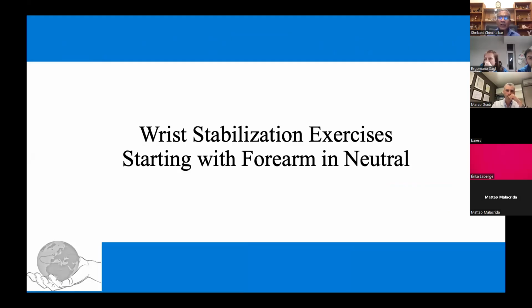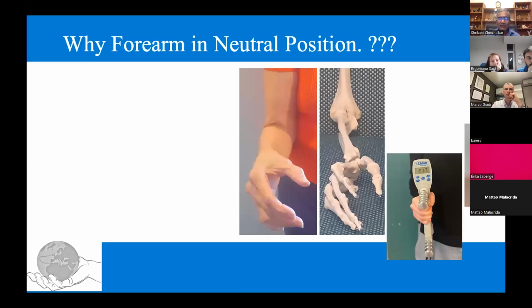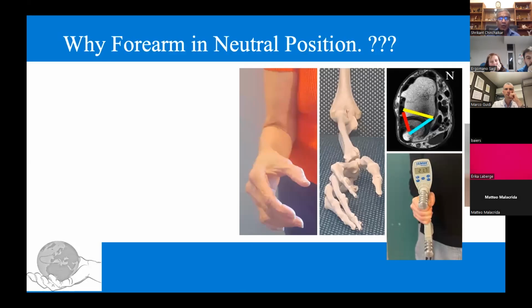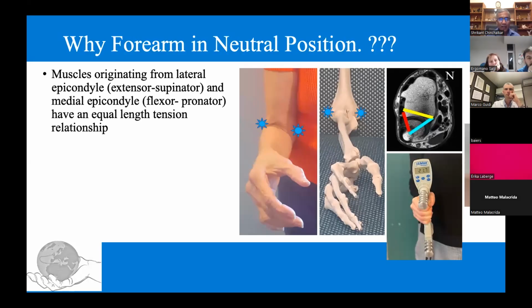So from supination, we then go on to bringing the wrist into a neutral position. And in neutral, again, we want to re-establish the orientation of the carpus in relation to the vertical orientation of the distal radioulnar joint. Now you may ask why the forearm in neutral position. The reason being, if you look at the forearm muscles that originate from the medial and lateral epicondyle, we can see that both these muscle groups have an optimum length-tension relationship.